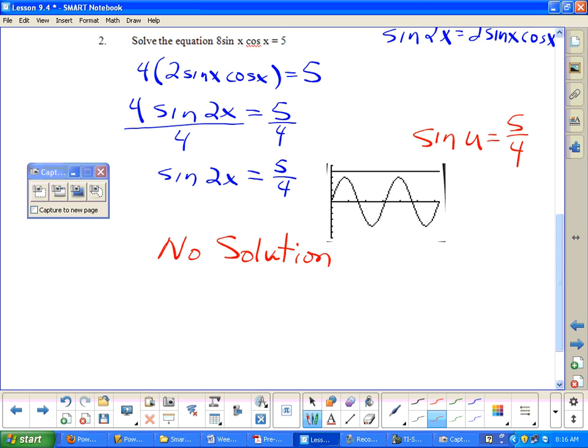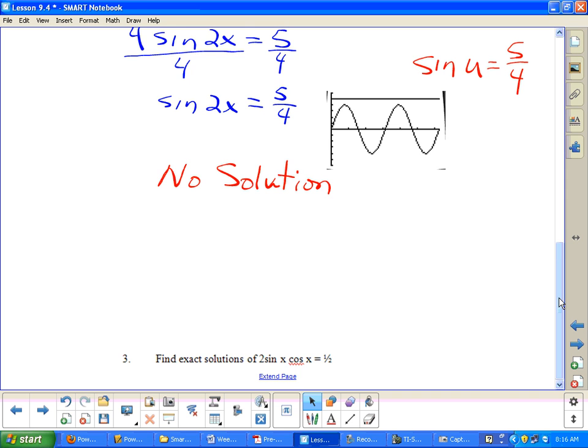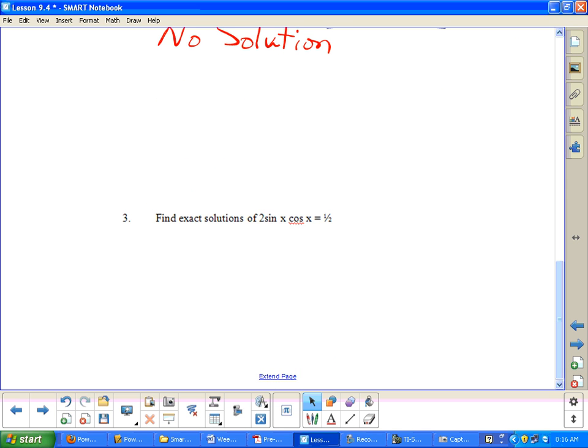You can check your answers with a graph. Okay. You can always type these in your calculator and check your answers. All right. So anytime it's equal to a number larger than 1 or smaller than -1, it's outside the domain or the range, so there's no solution.